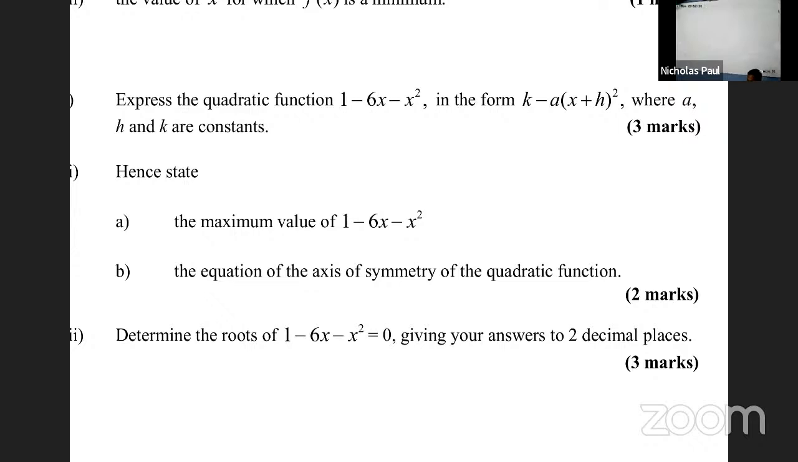Take your time with this one, eh? Same thing. Don't get confused the way they wrote it there. Don't get confused. Take your time.